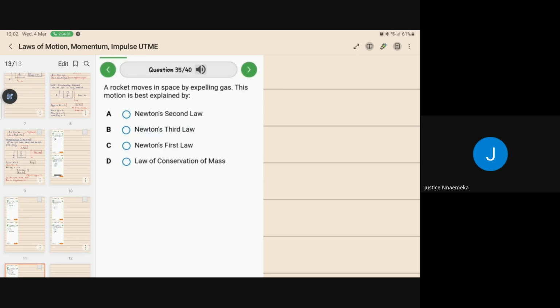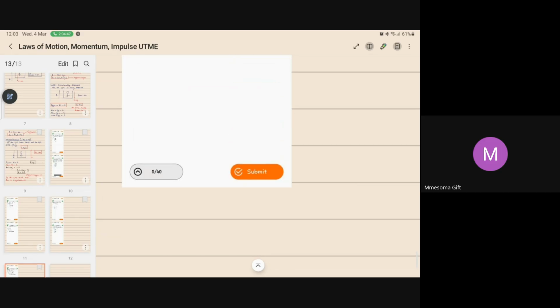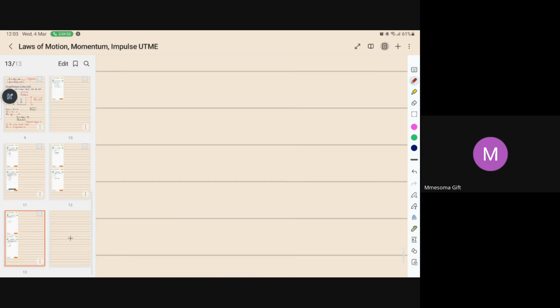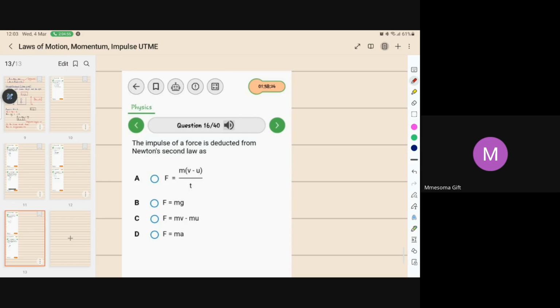Mesa, what was the answer? Three. What? Newton's third law. Newton's third law. Okay, Newton's third law. All right, so let's proceed. The next one here. Let me quickly move the slide up. All right, so the next one: the impulse of force is denoted from Newton's second law as what?